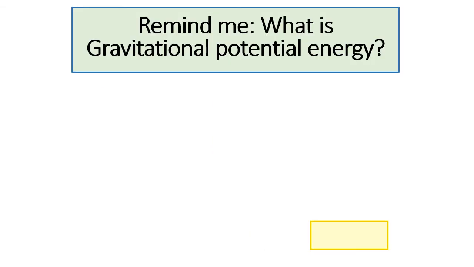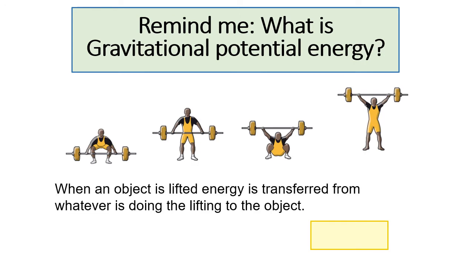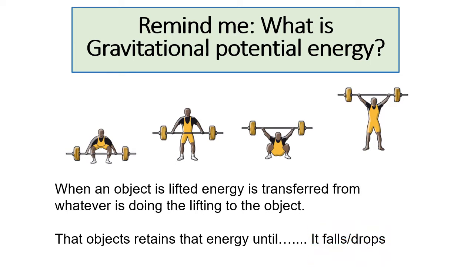What is gravitational potential energy? From this picture, we know that when an object is lifted up, energy is transferred from whatever is doing the lifting to the object. The energy due to its height is called the gravitational potential energy. The object retains that energy until it drops.